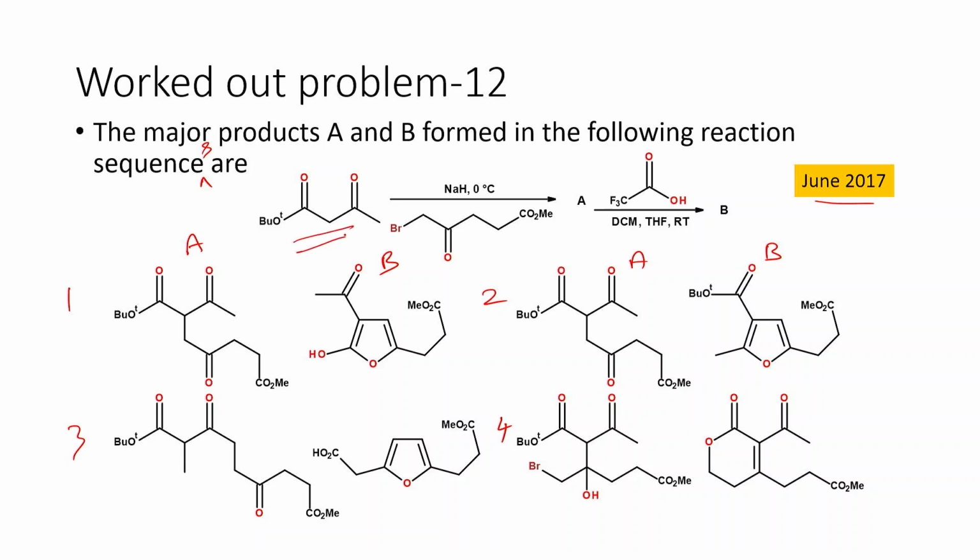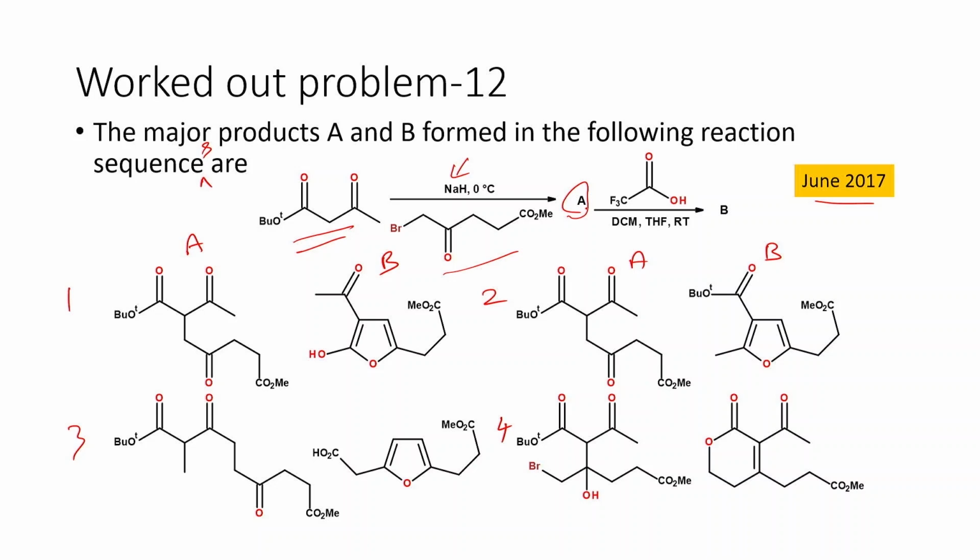So we have a beta keto ester. This beta keto ester is treated with the base sodium hydride, and a bromoketone ester is used in the next step. Nothing but an alkylation reaction actually takes place. That leads to an intermediate A, which on treatment with trifluoroacetic acid in DCM and THF at room temperature leads to a product B. So we are going to see what products will be formed in this reaction.